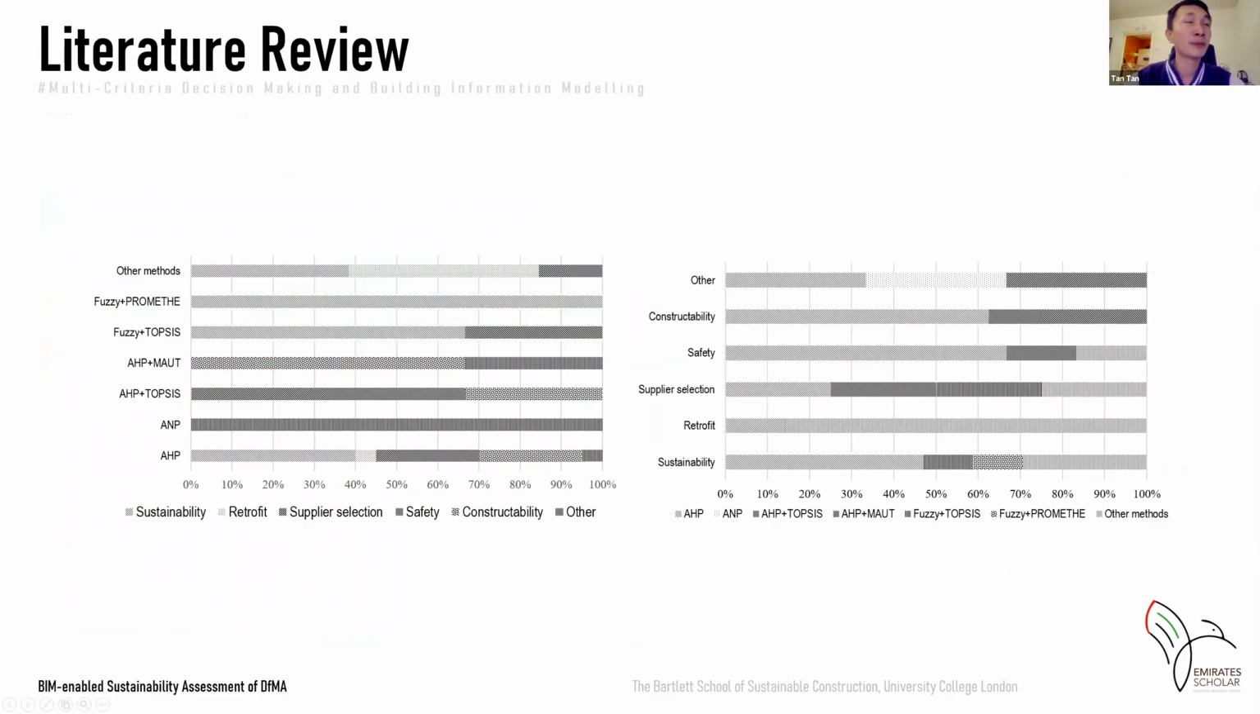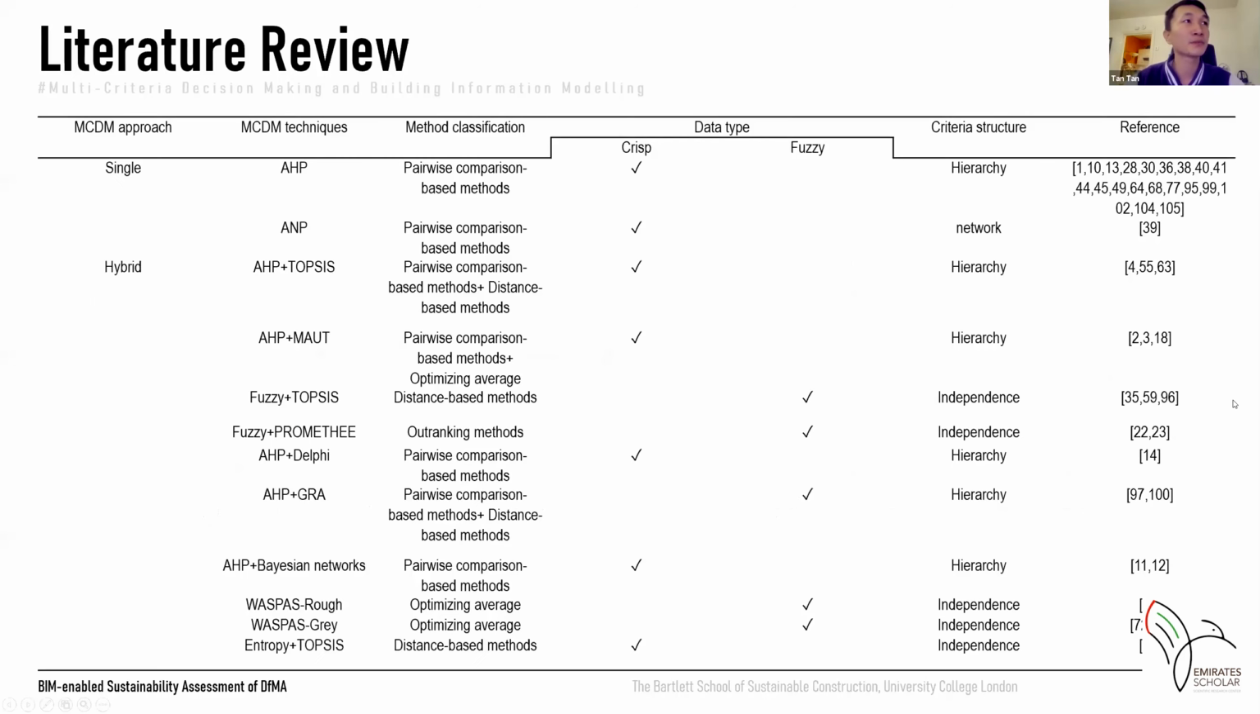We then reviewed the combination of MCDM and BIM in the AEC industry. We found that sustainability is a major application domain of these two techniques combined. This drives me to think about whether I can use the combination of these two techniques to facilitate the sustainability of DFMA, especially for sustainability assessment. So I further explored the study of BIM-enabled MCDM in the AEC industry. We found that AHP and TOPSIS are the two most commonly used methods.